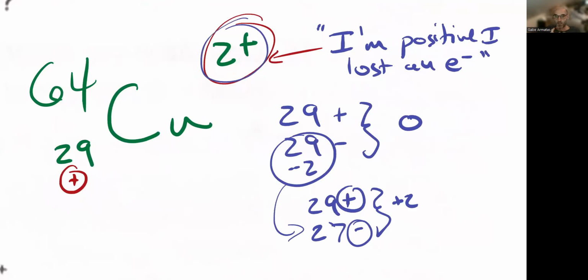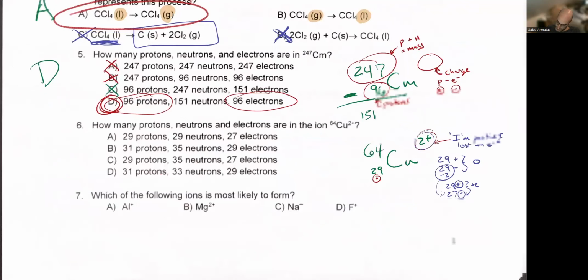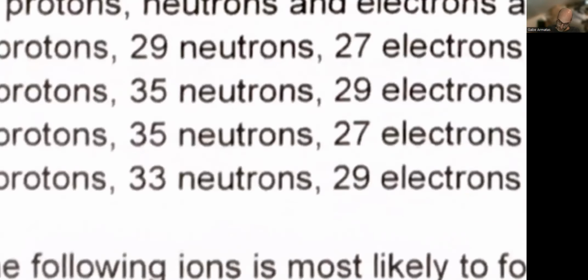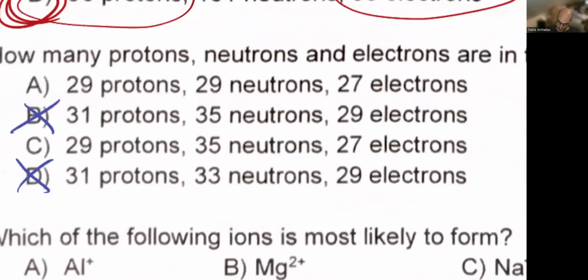Okay, so I'm positive I lost an electron. I start with a neutral amount of electrons. I lose 2. I have 27 electrons. Let's see if that's enough. So first of all, 29 protons. Eliminate this, eliminate this. And we have 27 electrons. Both A and C have 27 electrons. Okay, so can't eliminate one of those.